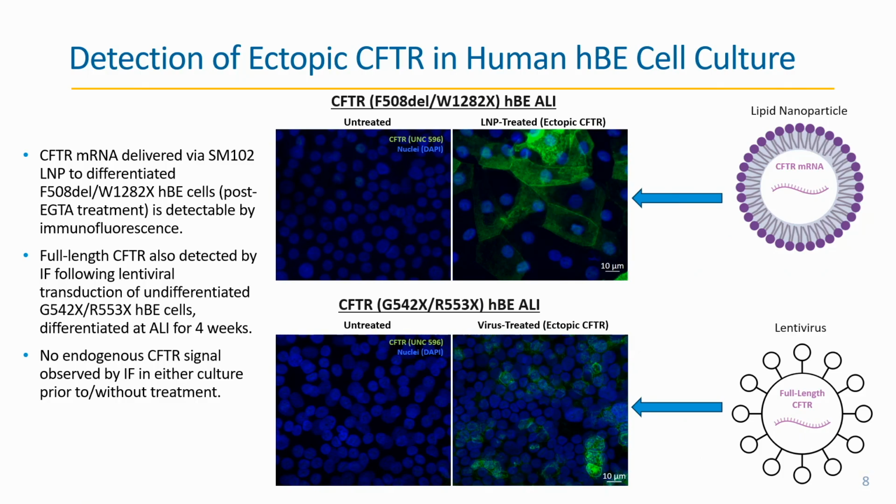So we wanted to test the ability of our protocol to detect not only native CFTR, but also ectopically expressed CFTR that has been delivered to a CF culture by either LNPs or lentiviruses. So the 2 different experiments I've described to you are on the top and the bottom. They are unrelated experiments, so they shouldn't be compared side by side. But what you can see in both cases is that using our staining protocol, prior to treatment in either case, you see no CF signal in the CF HBE ALIs.